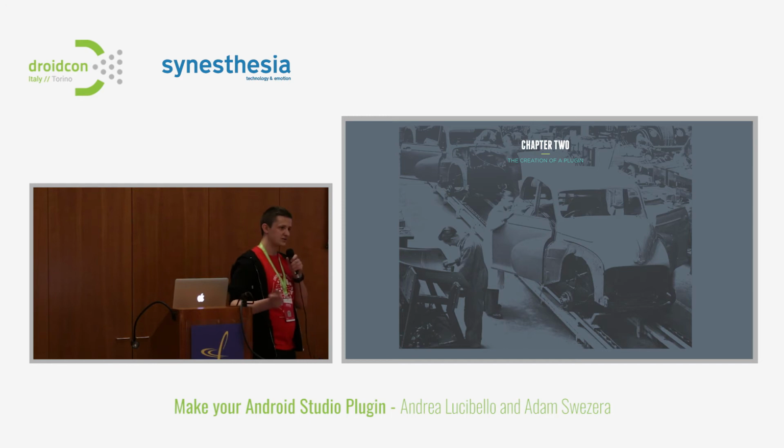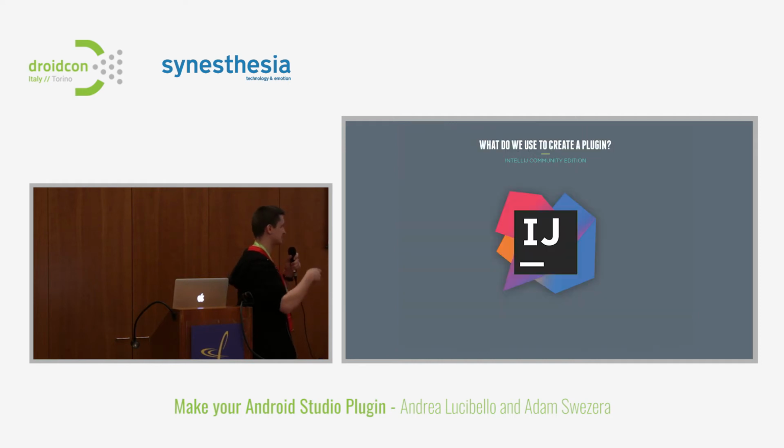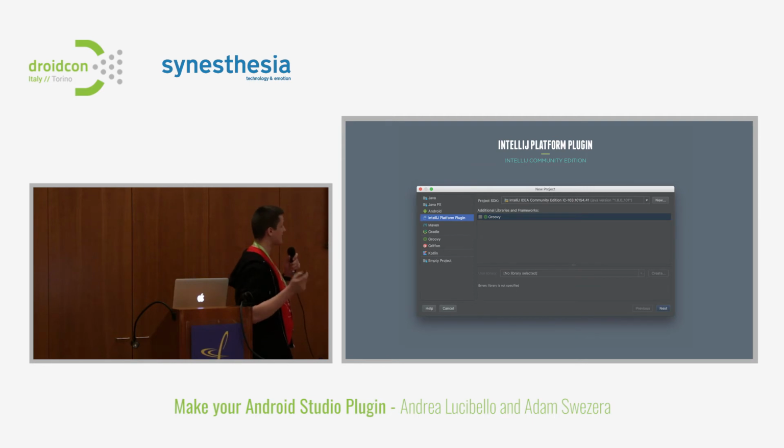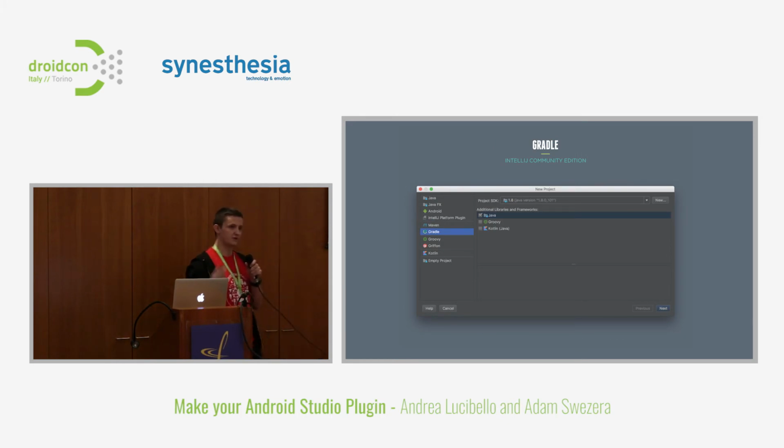First of all, we advise you to use IntelliJ Community Edition, mainly because it's free and it's the best tool for this case. This is the tool that is also made for creating the plugin. So please use this. Now, when we start creating our plugin, we face a choice, and we have two basic choices. We can create our plugin by using an IntelliJ platform plugin. This is the standard way of doing that.